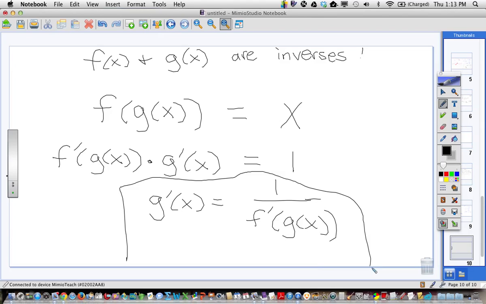So that is saying in math symbols what we were trying to say in words before, and what our example was just showing there with the 6 and the 1/6. And it really just comes from this idea of the chain rule.